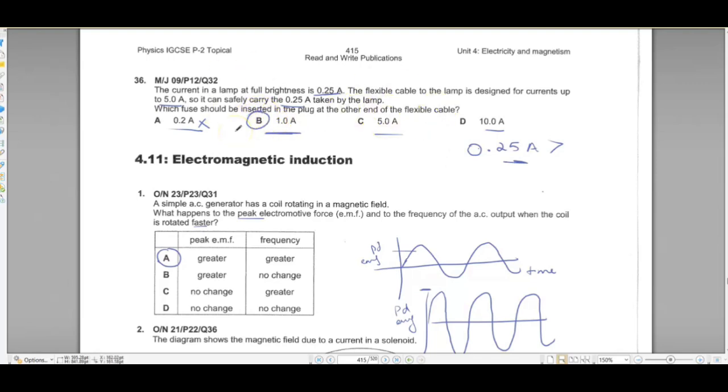This brings us to the end of our topic 4.10, which was electrical safety. It contained questions related to that.